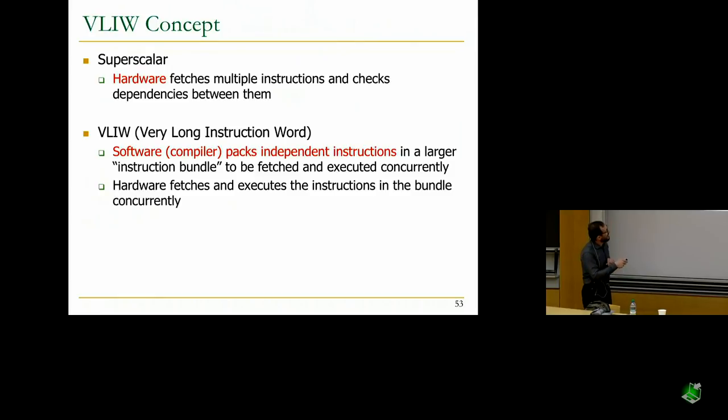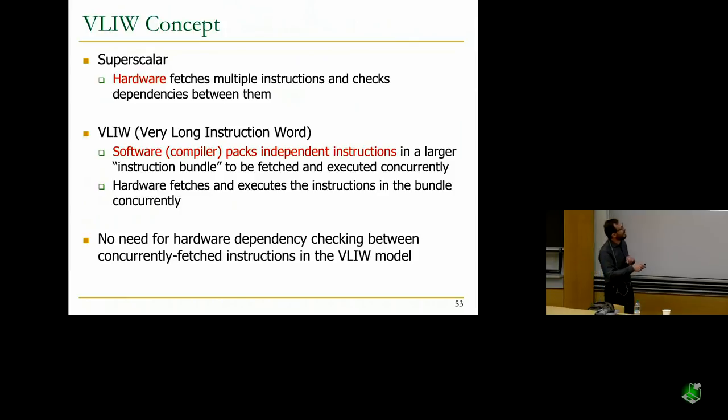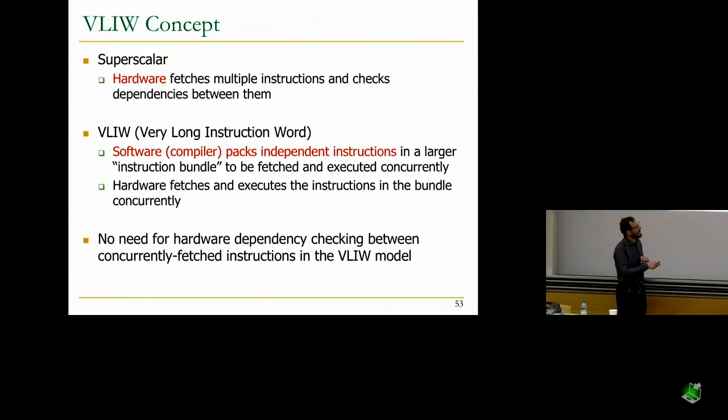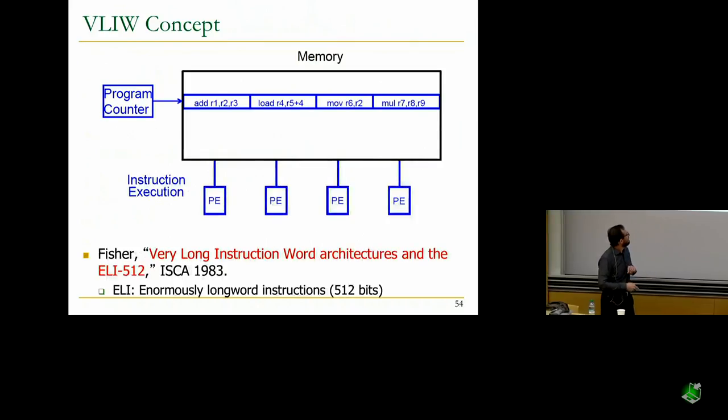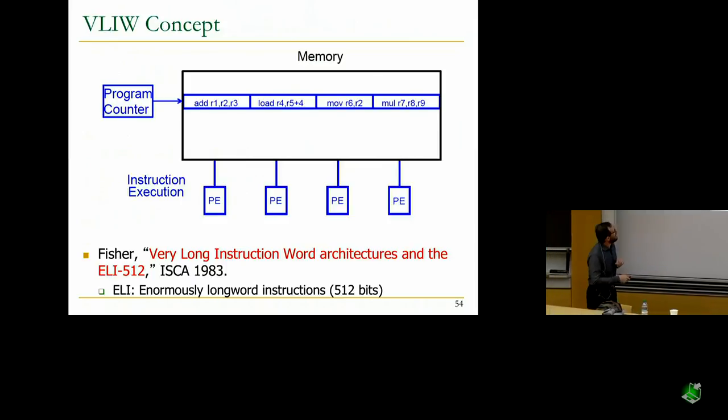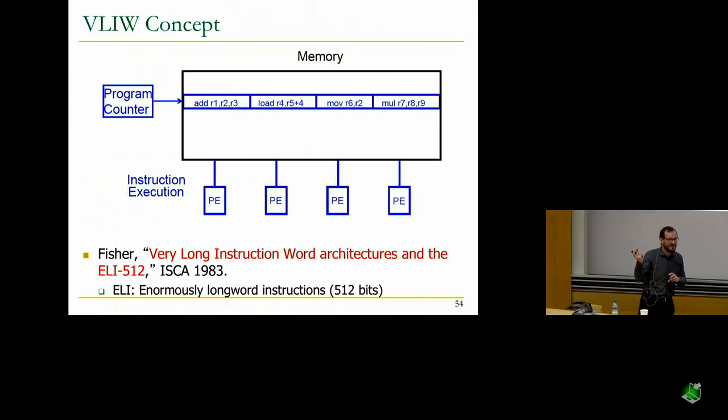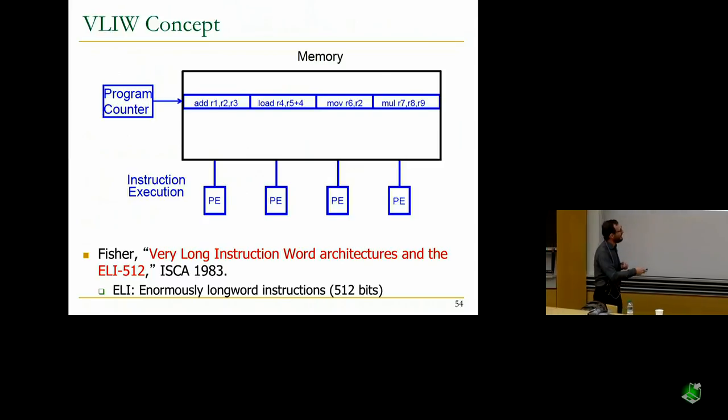Okay, we said this. Hardware fetches and executes the instructions in the bundle concurrently. There's no need for hardware dependency checking between concurrently fetched instructions in the VLIW model. So you can visualize it this way. It was actually introduced by Josh Fisher in this paper where he introduced the enormously long word instructions. It's basically 512 bits. The instructions that we're dealing with in MIPS are 32 bits, right? Now we have 512 bits.